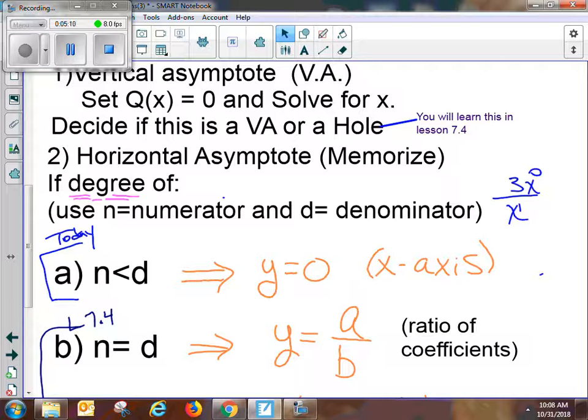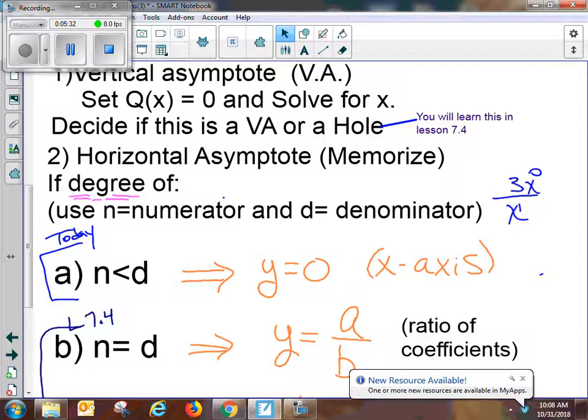If the degree of the numerator is less than the denominator, we're going to have a horizontal line at y equals 0, the x-axis. So check this out. I wrote up here 3x to the 0 over x to the 1. Would you agree that 0 is less than 1? Okay, so that fits that the degree of the numerator is less than the denominator.